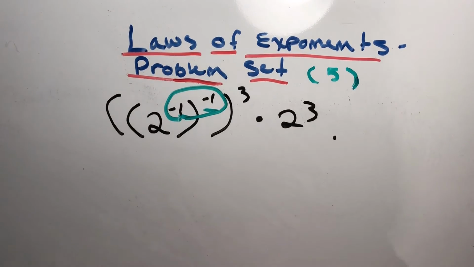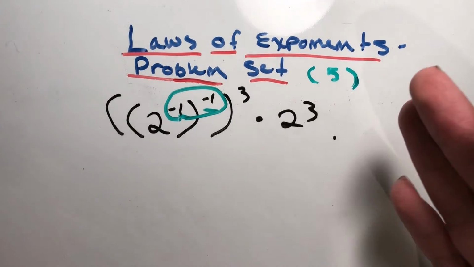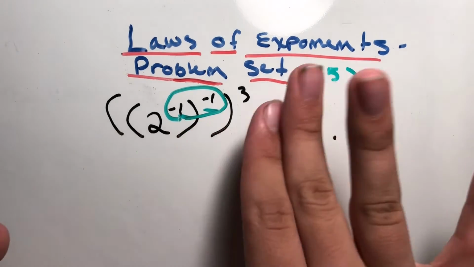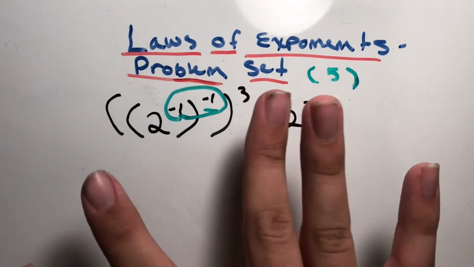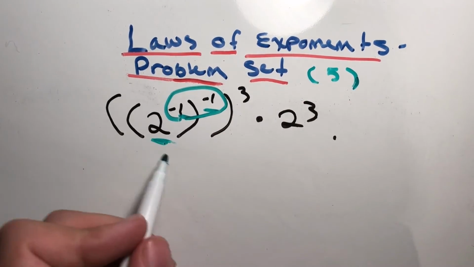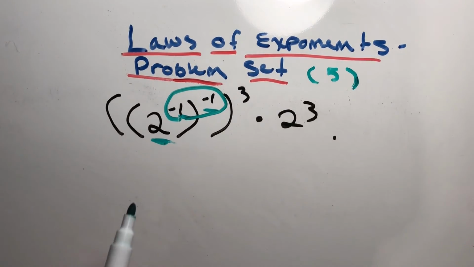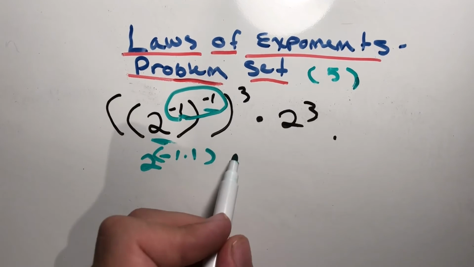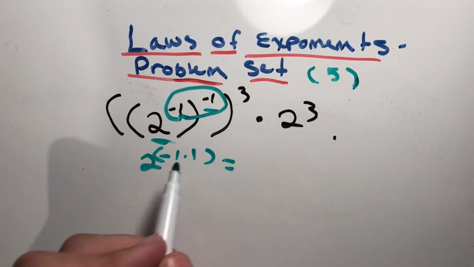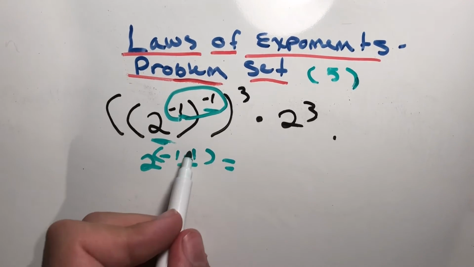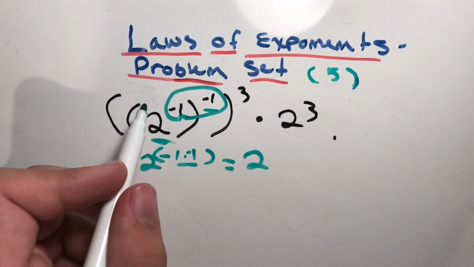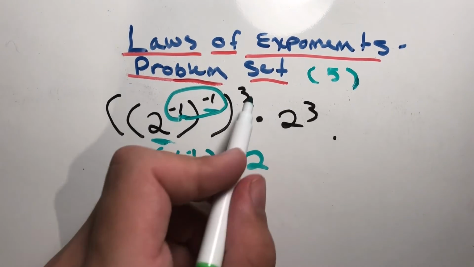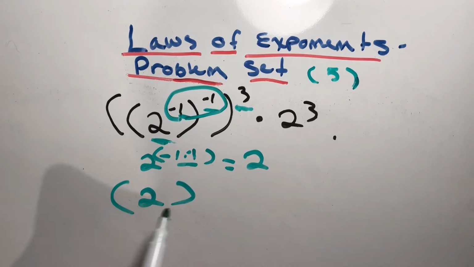And you could do it any way you wanted. That's just the way I'm going to approach this problem. You could consolidate them however you'd like. We're just applying that second law here to help us with this problem. So we get 2 to the negative 1 times negative 1, which is just 2, and then we have to deal with this last one here.